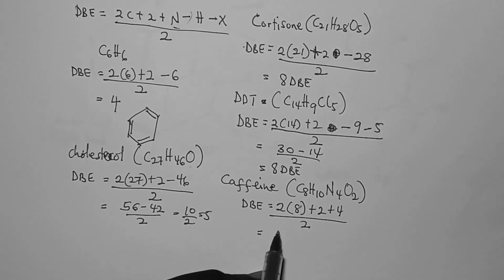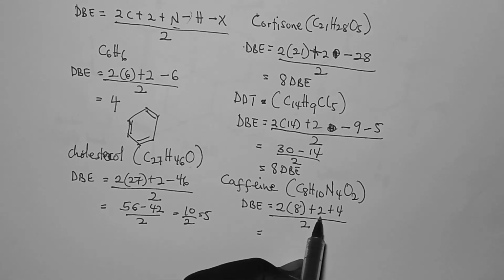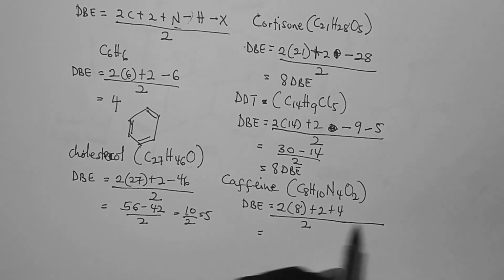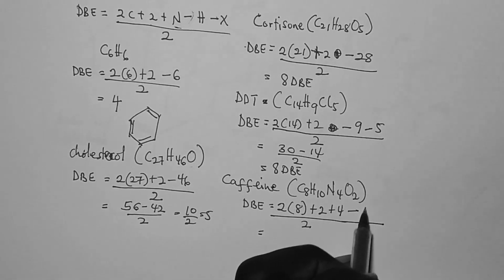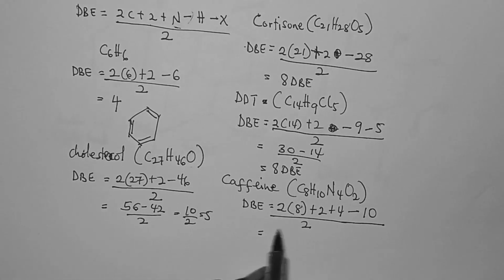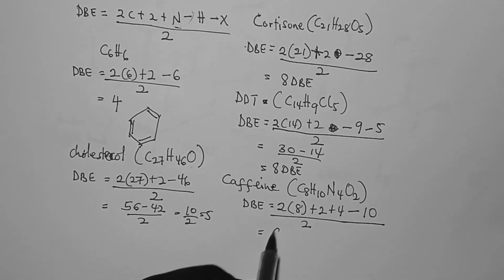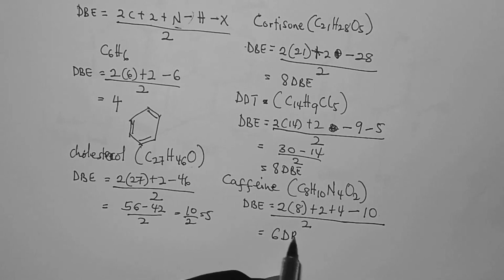This is equal to 2 times 8 is 16. 16 plus 2 is 18. 18 plus 4 is 22. Sorry, I forgot something. Minus the number of hydrogens, which is 10. So 22 minus 10 is 12. 12 divided by 2 will give 6. And therefore, caffeine has a double bond equivalence of 6.